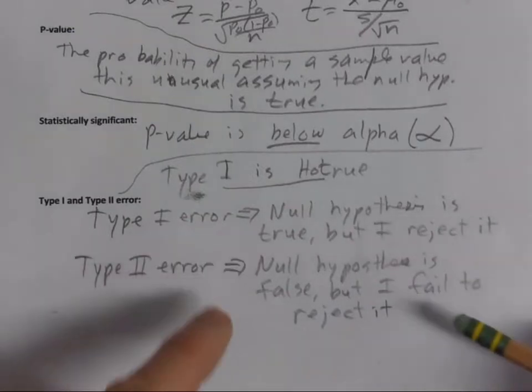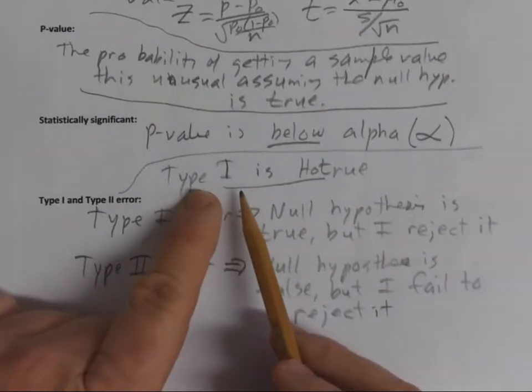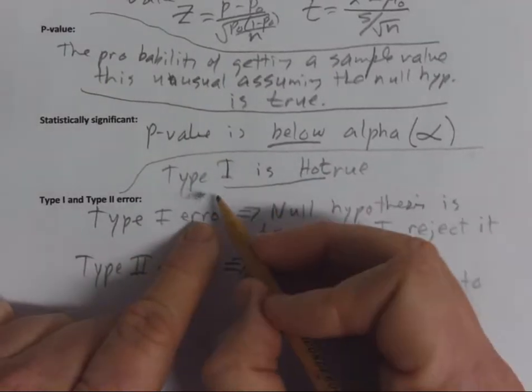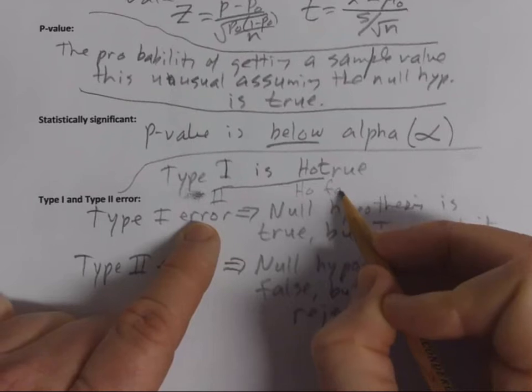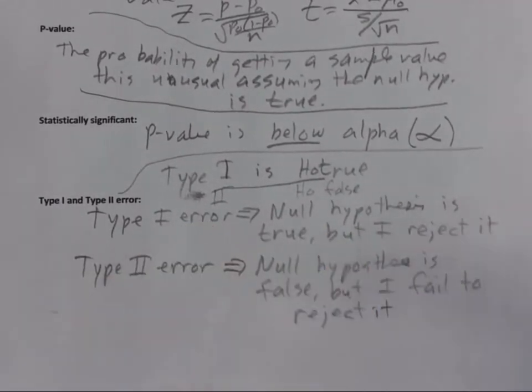Now, type 2 error is the vice versa of that. So in type 2 error, the null is false. And it's an error, so I must have failed to reject it. So in this case, we might have committed type 2 error.